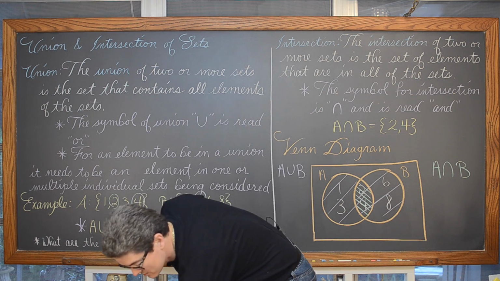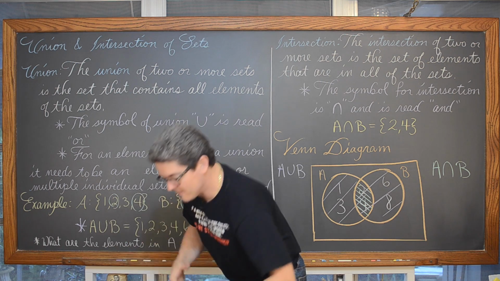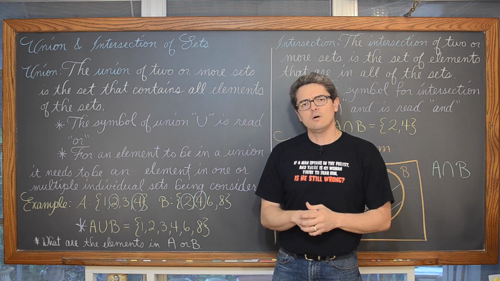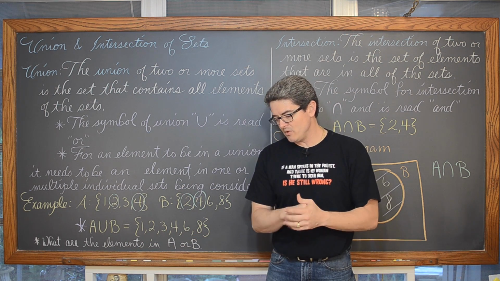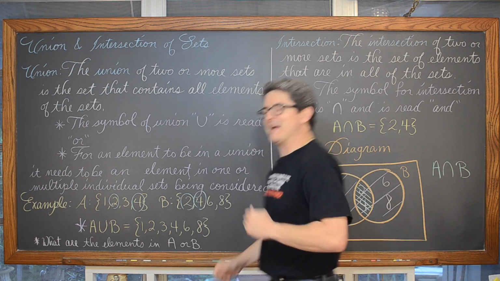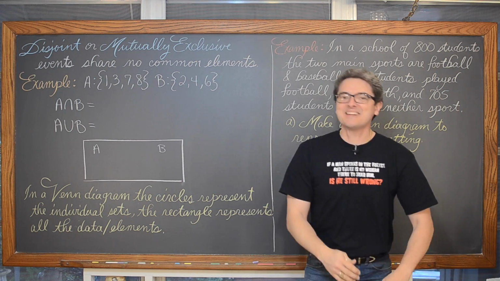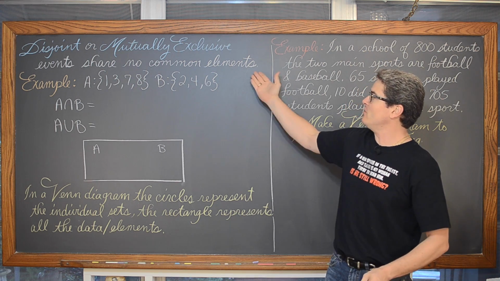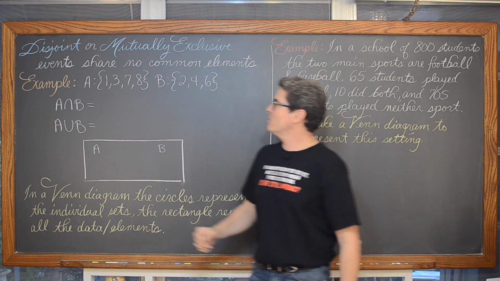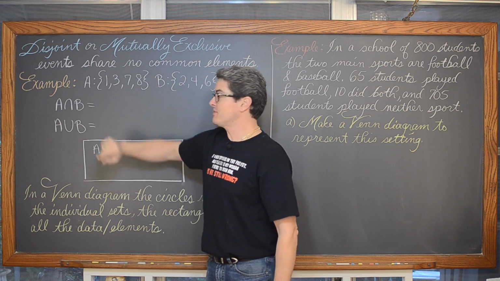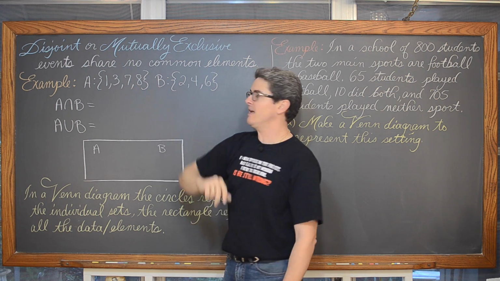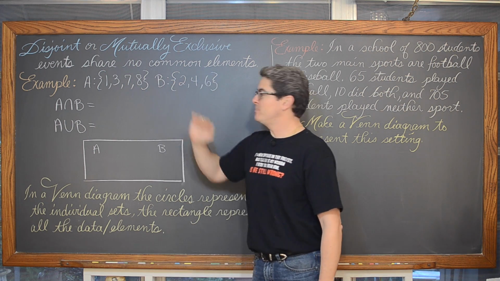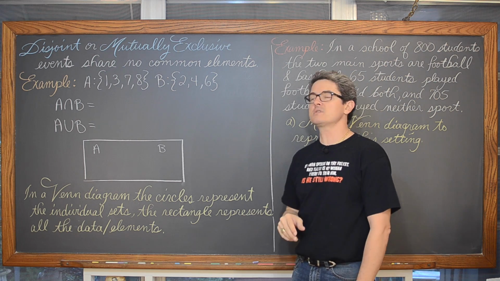Let's get on to defining what disjoint or mutually exclusive events are. Disjoint or mutually exclusive events share no common elements. So, as an example, we have set A with the elements of 1, 3, 7, and 8. We have set B with the elements of 2, 4, and 6.